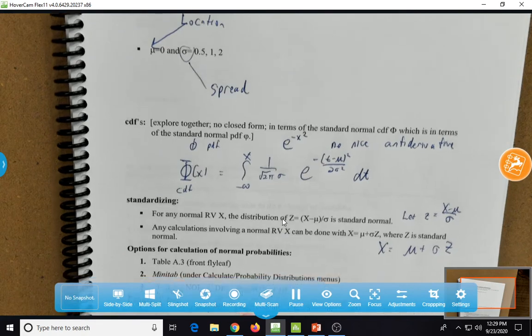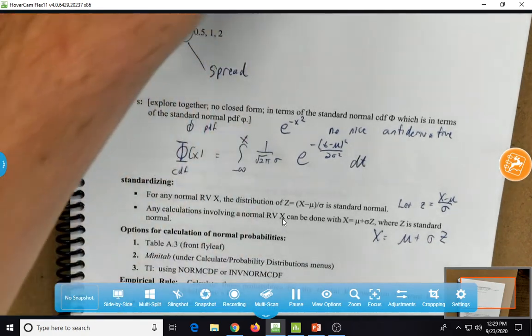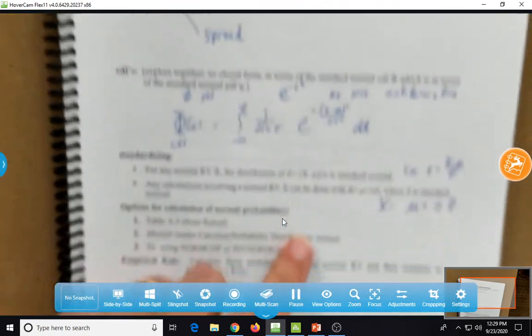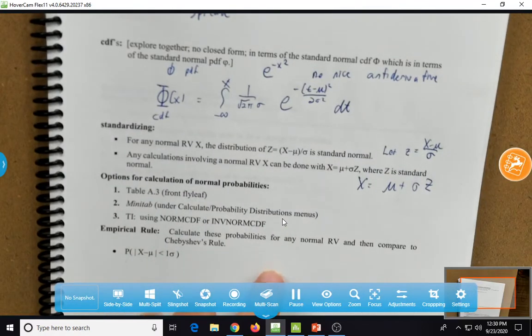Now, so your options for calculating the normal probabilities is table A3, which is on your front leaf. There's no need for us to do that anymore. I know that there are still some colleges or high schools that still spend a day teaching you how to use the table. I don't know why, because we have calculators and computers that can do it now. We can calculate with Minitab.